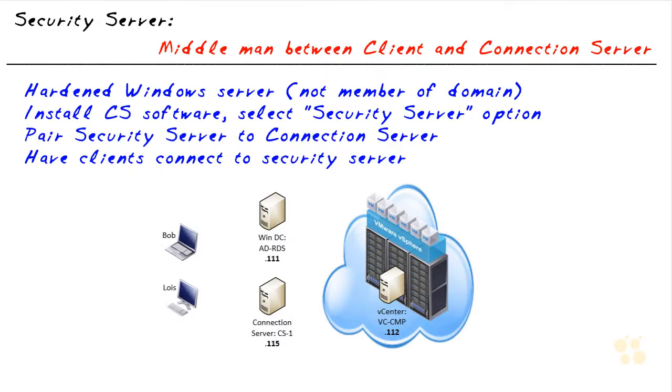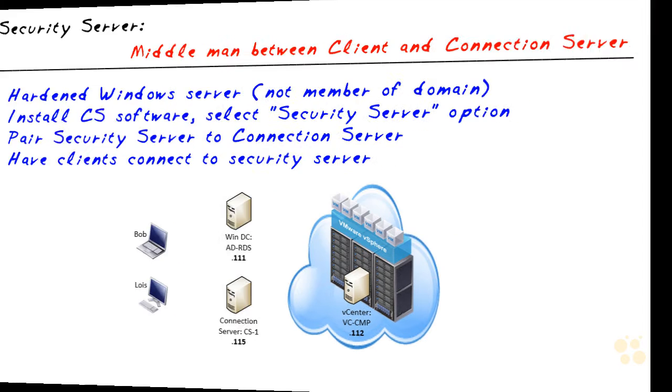In this nugget, we have discussed and demonstrated how we can improve our security when communicating over untrusted networks like the internet by using a security server with Horizon View.